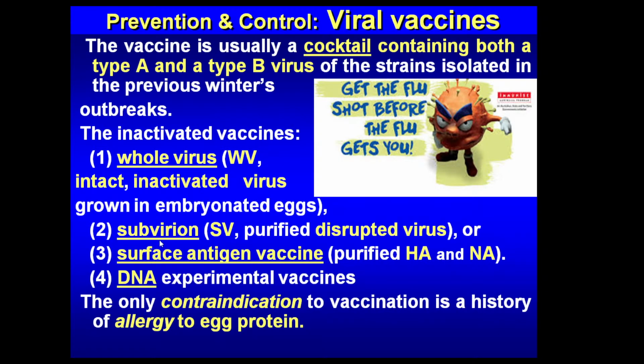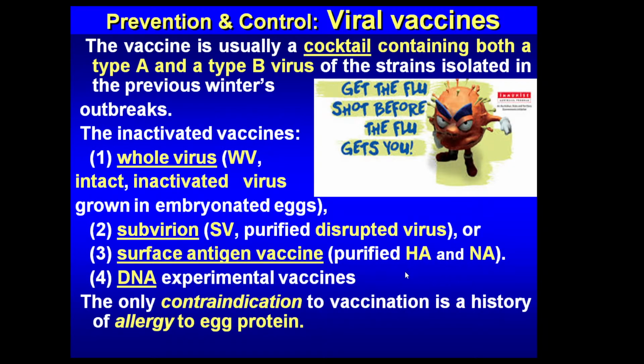We have subvirion vaccines or subunit vaccines, when the virus is disrupted and only the surface antigen is collected. No, subvirion, okay, split the virus. And then surface antigen vaccines, subunit vaccines, when only purified hemagglutinins are used. Then DNA experimental vaccines and the others.